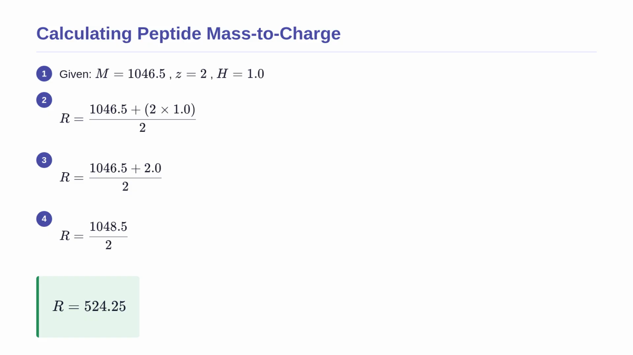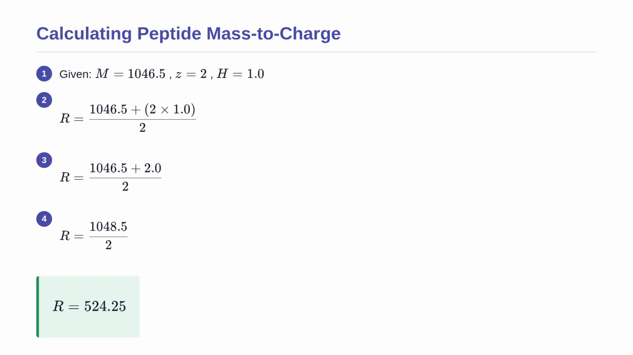Let us see how a computational algorithm interprets this raw mass spectrometry data. Suppose a specific peptide fragment has a true neutral mass of 1046.5 daltons. During ionization, it picks up 2 protons, giving it a charge of 2. Assuming a proton mass of 1.0 daltons, what ratio will the detector record?